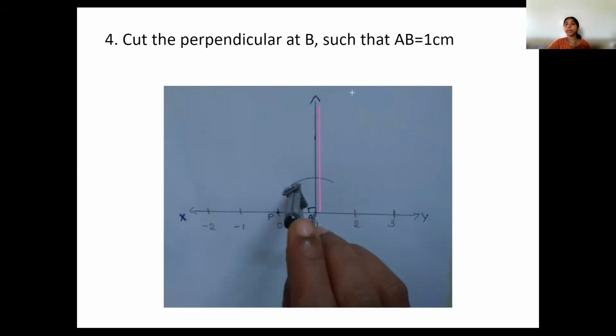From where? Not from anywhere. Keeping the pointer of the compass at A, taking a measurement of 1 centimeter in the compass, you will cut the perpendicular which you have drawn just now. So you will get an arc. You will draw an arc at a distance of 1 centimeter from A. So what next? Next step.